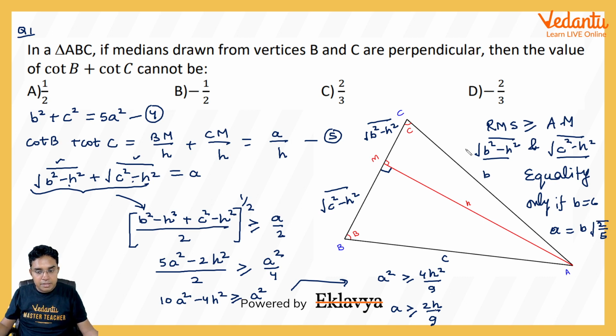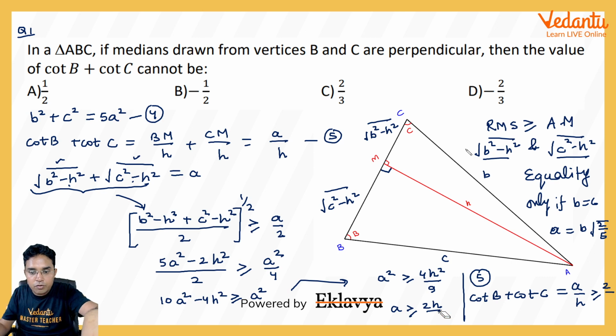Okay, and if a is greater than or equal to 2h by 9, then using this equation number 5, I think we get this cot b plus cot c to be equal to a by h, which will be greater than or equal to 2 by 9. I think I have made a mistake here. It will be 3 here. Yes, it will be 3 here because this under root I have to take. So it will be greater than or equal to 2 by 3. So this 2 by 3 is a possibility.